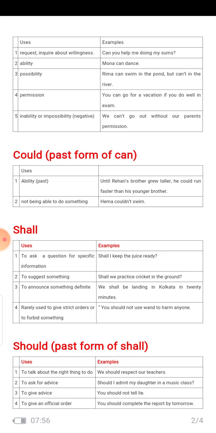Understood? That means there are two brothers, Rehan and Rehan's younger brother. Here, Rehan's younger brother grew taller, and as he grew taller, Rehan was unable to compete with him. Now his younger brother runs faster than him. Understood? Not being able to do something: Hima couldn't swim. Okay? Next is shall.